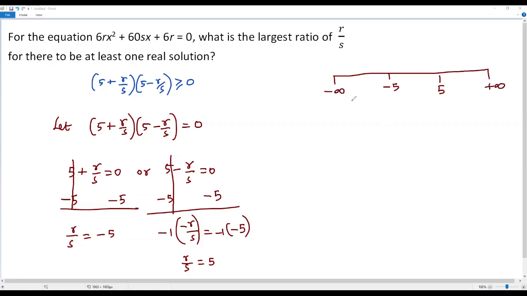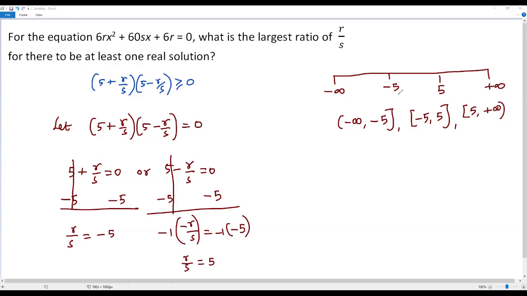Okay, now we can split up the number line into three intervals using the two values we got for r over s. So the first interval is negative infinity, comma negative phi. Let me take square bracket. Then the second interval is negative phi, comma positive phi. Let me take the square bracket. And the third interval is phi, comma positive infinity.